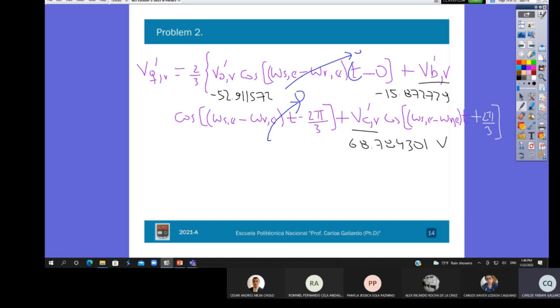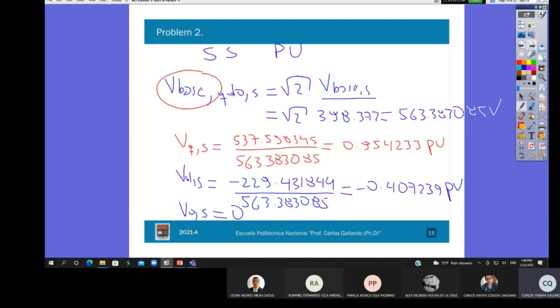Because I am analyzing once again the steady state, this is 0. This is 0 because t is equal to 0. And this term is equal to 0 too. So therefore the quadrature axis voltage is equal to negative 52.911572 volts.